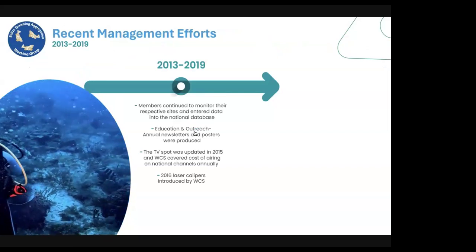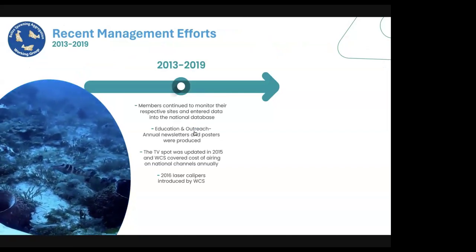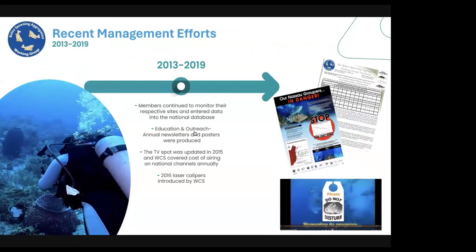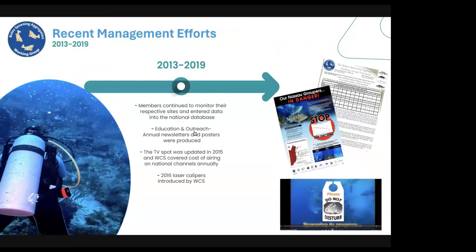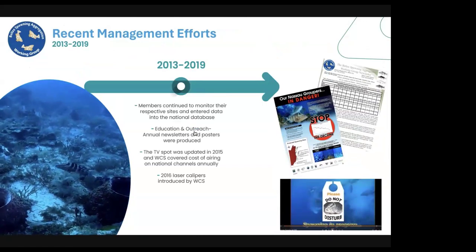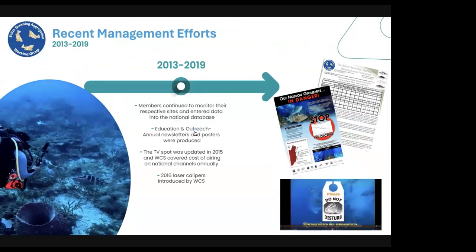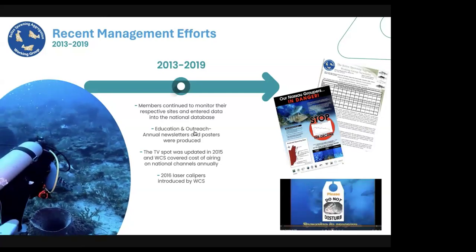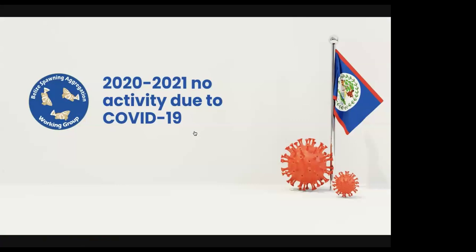This information was used to develop education and outreach materials, such as annual newsletters and posters, and a TV spot was also created for the public, reminding them to respect the fishing regulations, in particular the closed season. In 2016, the Wildlife Conservation Society introduced the laser sizing calipers to the working group, and most members adopted this in their monitoring. Of course, we all experienced COVID-19, and so the group was inactive from 2020 to 2021.